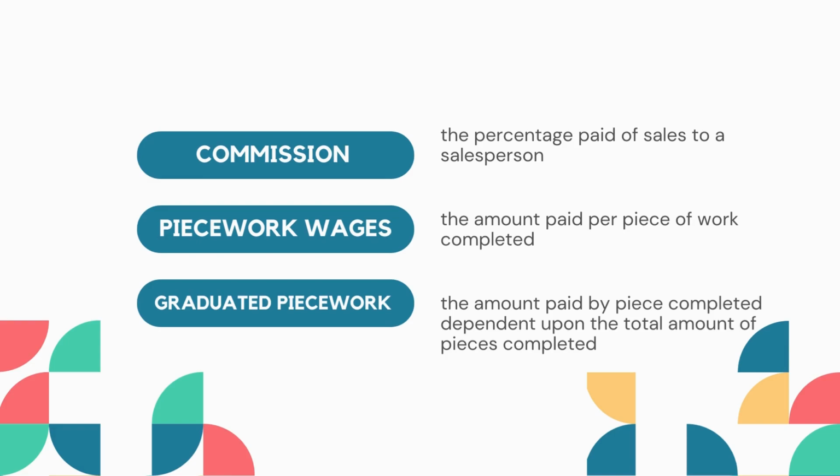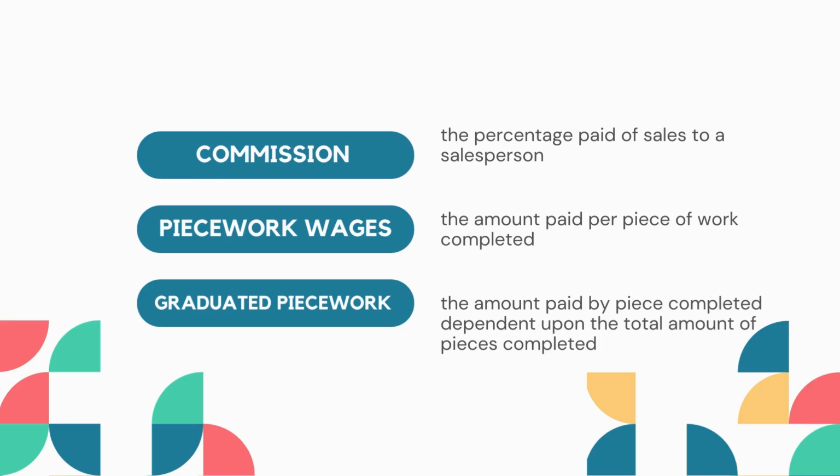Piecework wages are when you are paid based on how many items you produce or complete. And graduated piecework wages are when you are paid on a scaled or level pay scale, depending upon the total number you produce. For instance, if you get paid a dollar each for the first 100 items, and then you get paid $1.20 for every item over 100, that would be an incentive to make more than 100 because you'd get paid more to do more.